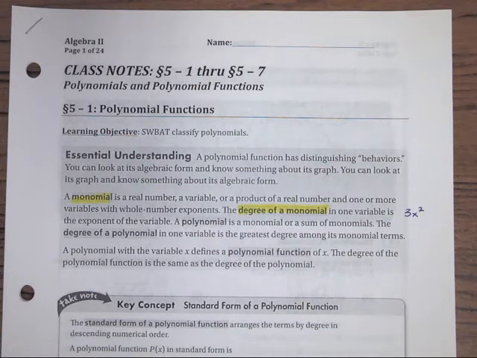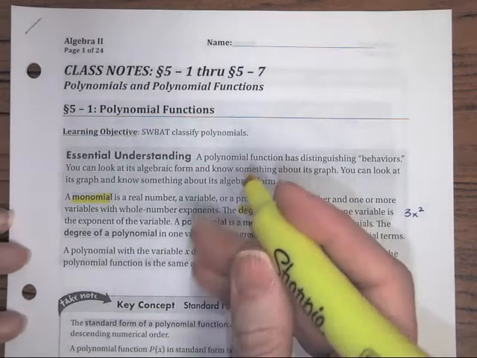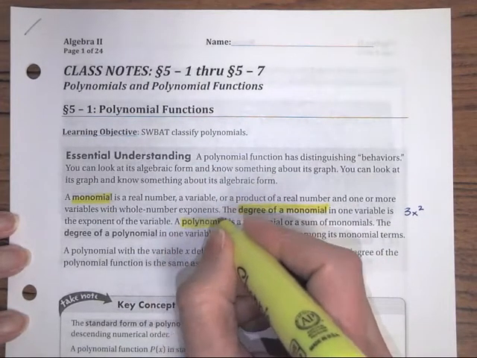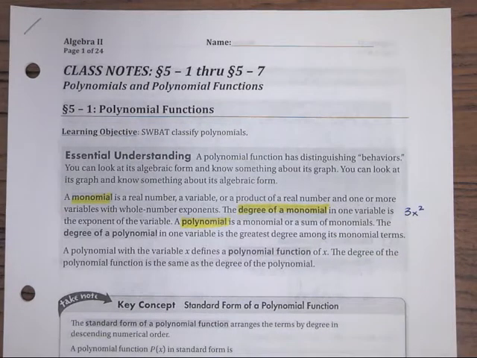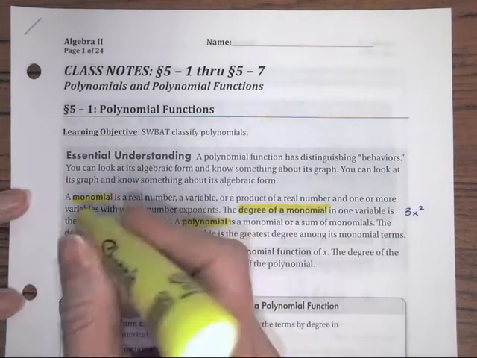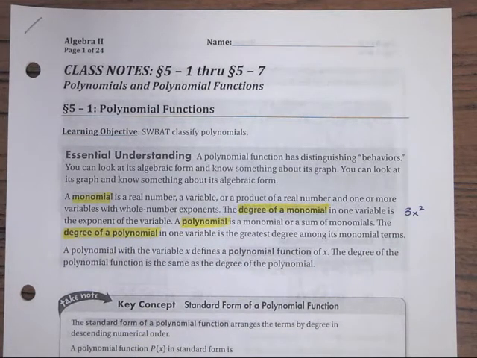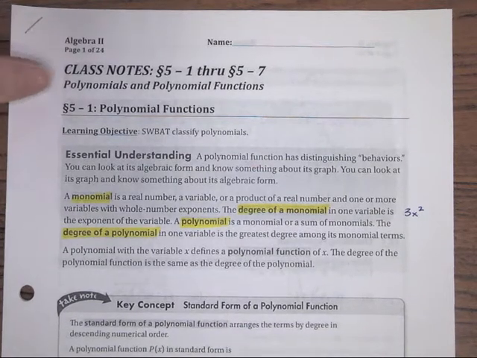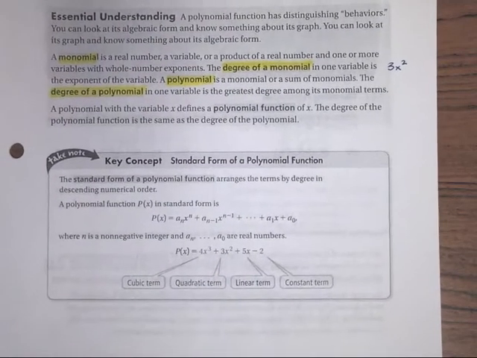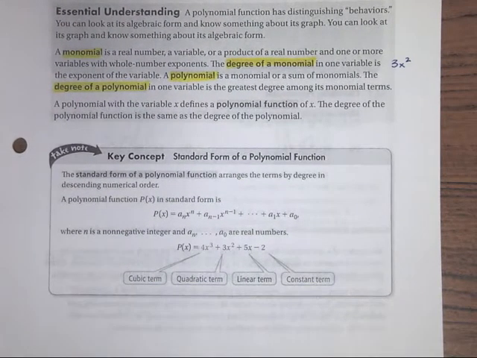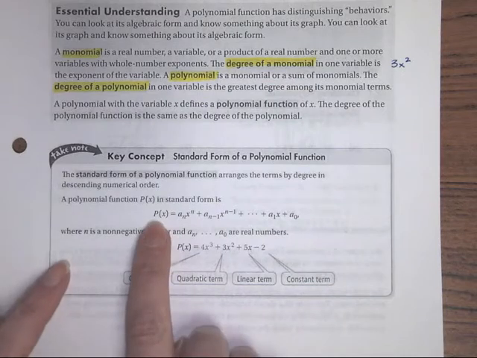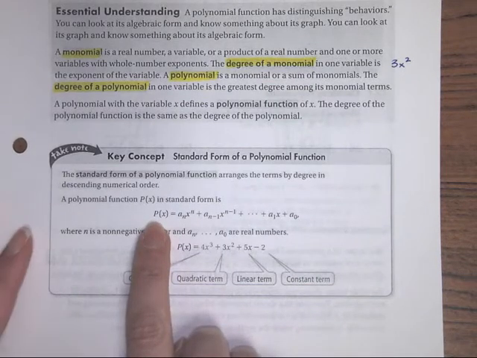A polynomial is a monomial or a sum of monomials, so monomials added together. The degree of a polynomial in one variable is the greatest degree amongst the monomial terms. What I have here in the box at the bottom of the page is a polynomial, so you can see here, polynomial p of x. I love p of x for polynomial functions.